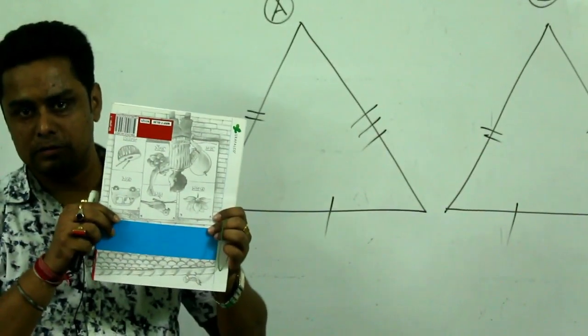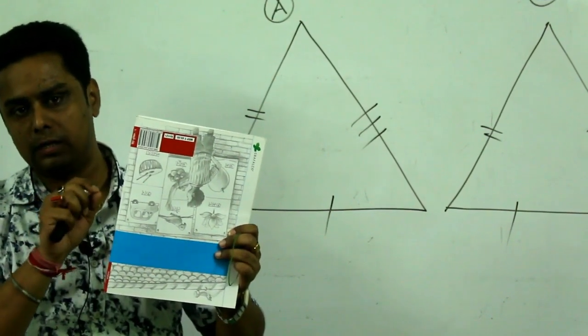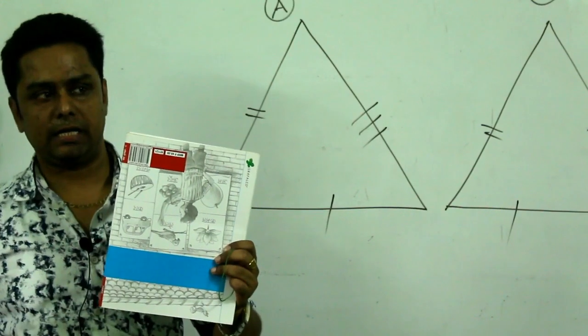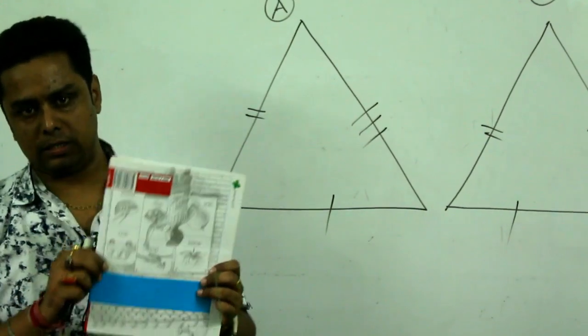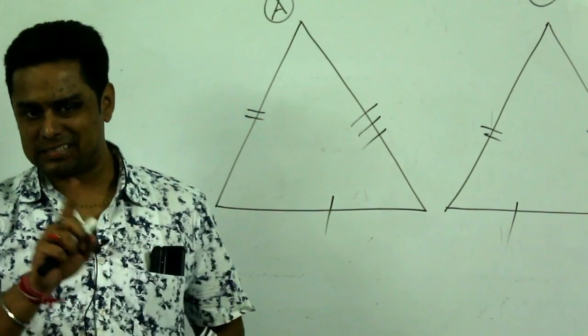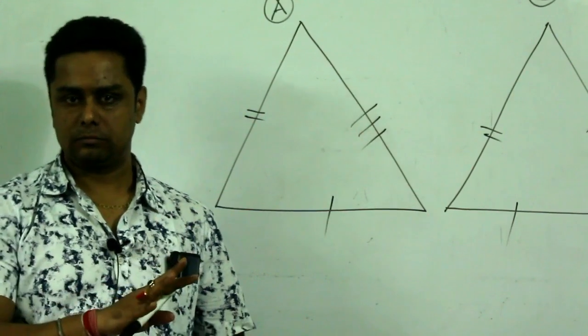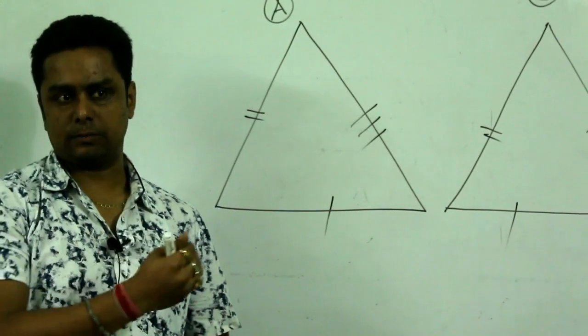Clear? This particular property will help you in proving 90% of the theorems. Not 90, if I am wrong, 95% of the theorems. You will need this property now and then. I will make a separate lecture on congruency only. Just on congruency. Today I need to finish up the theorems.